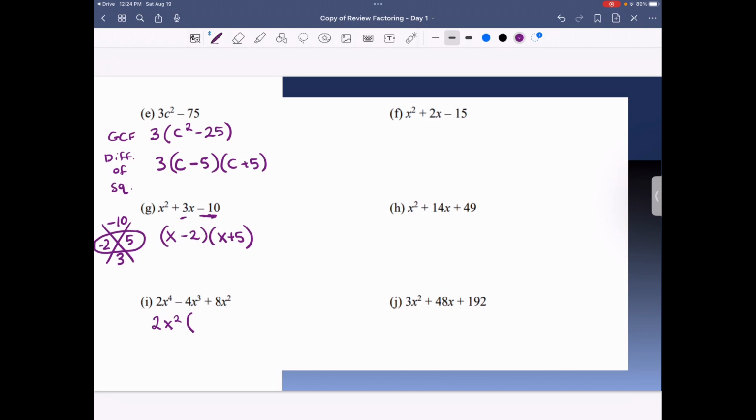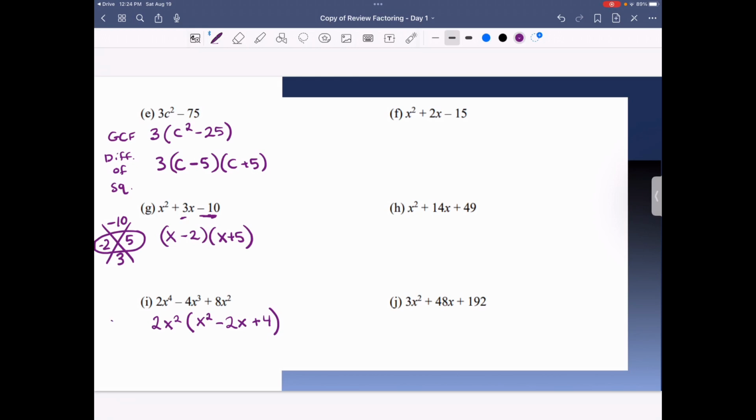2 divided by 2 is 1. X to the 4th divided by x to the 2nd is x to the 2nd. Negative 4 divided by 2 is negative 2. X to the 3rd divided by x to the 2nd is x. 8 divided by 2 is 4. X squared divided by x squared is 1. And 4 times 1 is just 4.